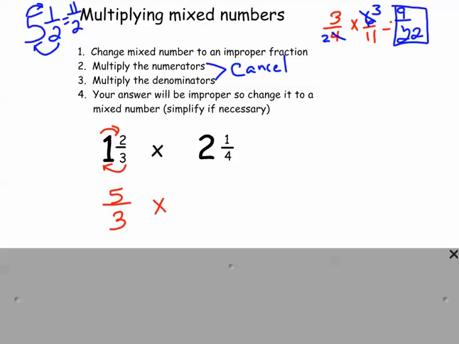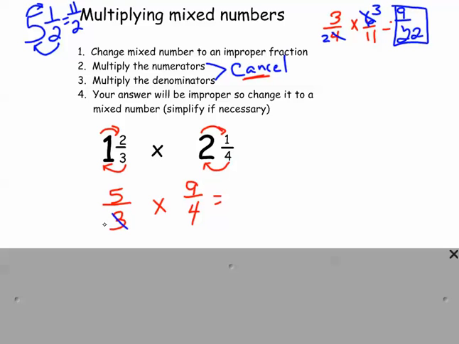Then do the same thing. 2 times 4 is 8, plus 1 is 9/4. Okay? Step 2 says to multiply the numerators and the denominators. But first, of course, I want to see if I can cancel. So look at my numerators and denominators. Nothing here, nothing here. But if I look at my diagonals, do you notice 3 and 9? Okay, I can divide them both by 3.